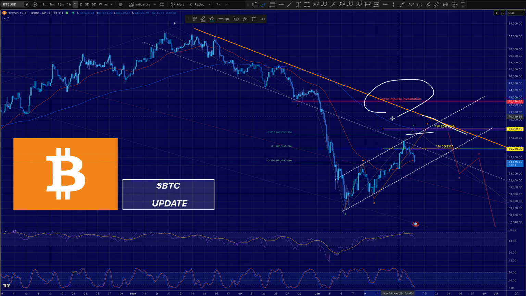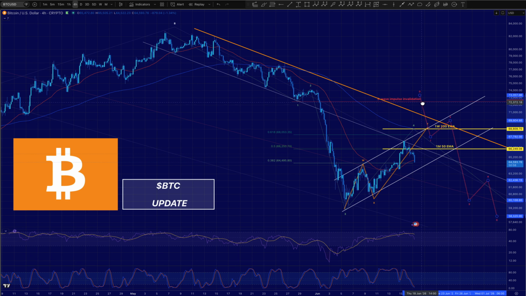And in validation of this being a 5-wave move down, a 5-wave impulse, is this area right here, about 72.5k. So if we get another push up, we can expect the structure to stay exactly the same, and with the final 5-wave move down starting from here.